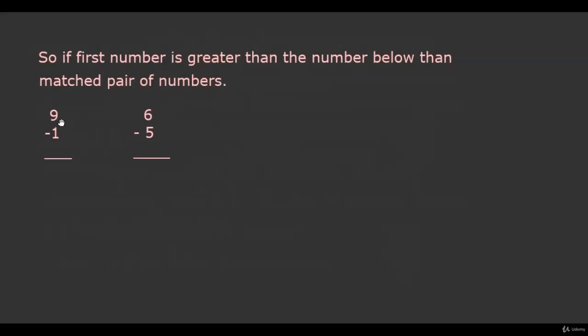If the first number is greater than the number below, then the numbers are a matched pair. So if the subtraction is possible, then 9 and 1 are called a matched pair. Similarly here, 6 and 5 are matched numbers.